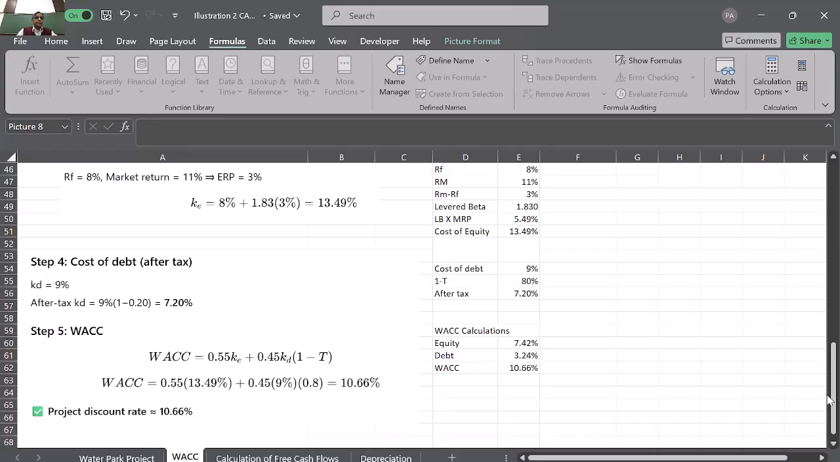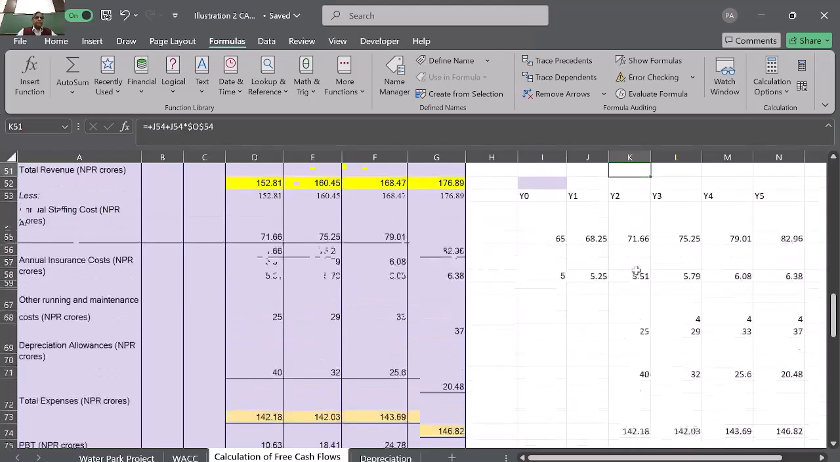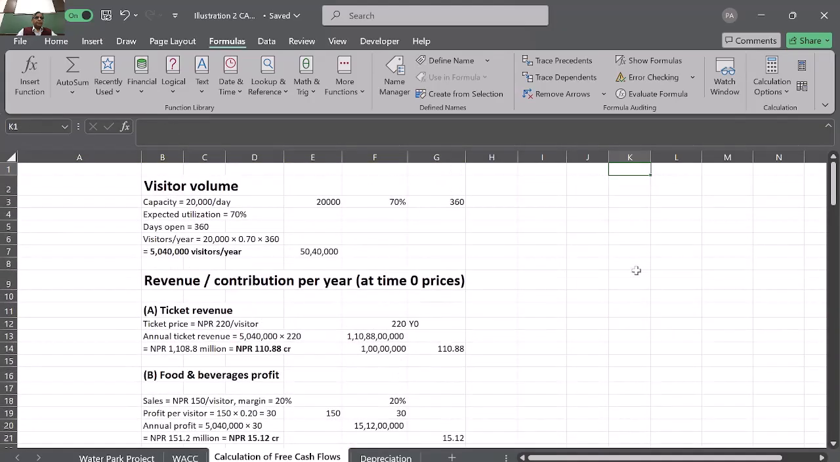So how much is that coming here? 10.66. Okay. So now we go to the question. After we have calculated the WACC, now we forecast the free cash flows. Go at the top. Now the visitor volume is given 20,000 per day. These are the visitors coming to the park, and 70% is the capacity utilization and 360 days, which will throw out a figure of 50,40,000 visitors per year.